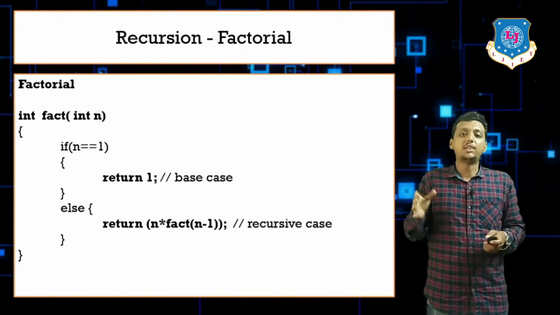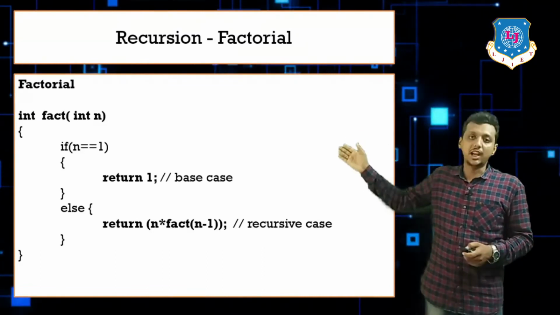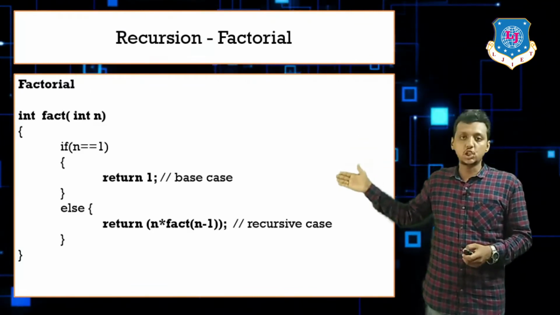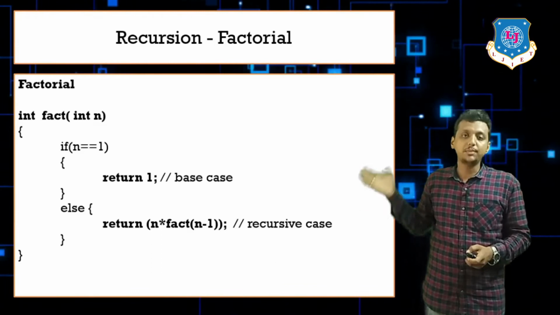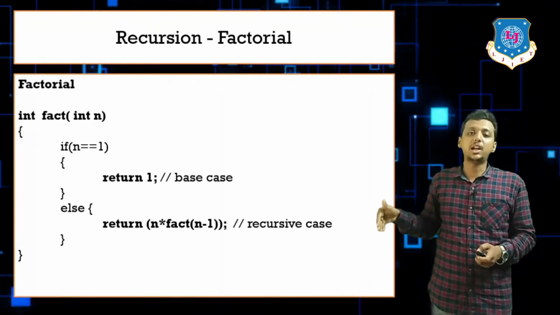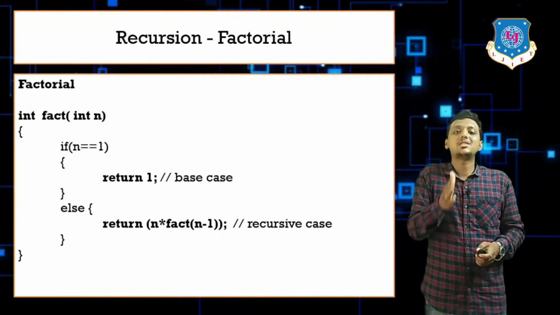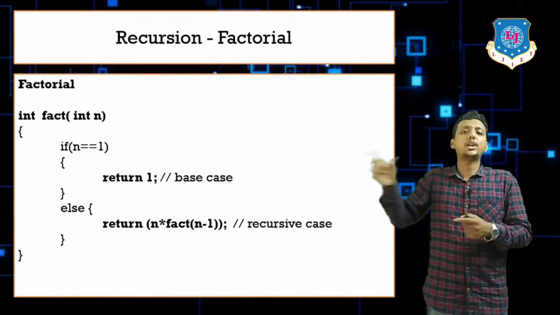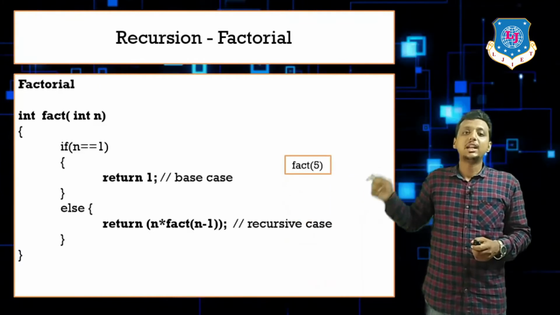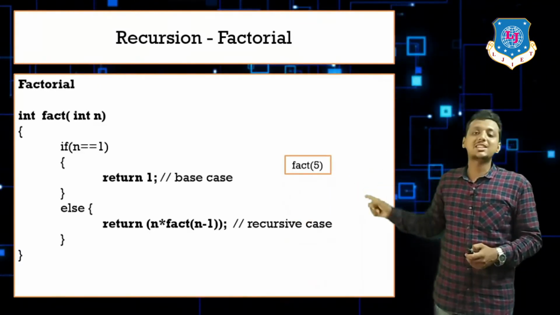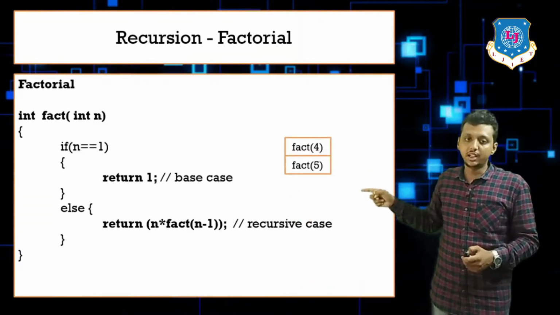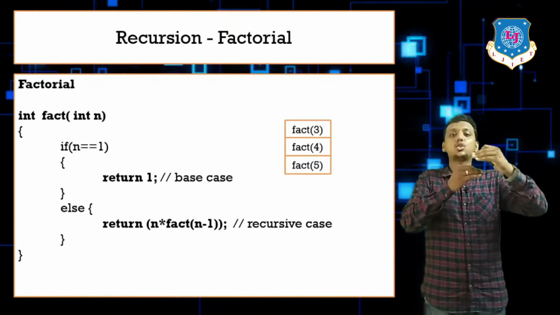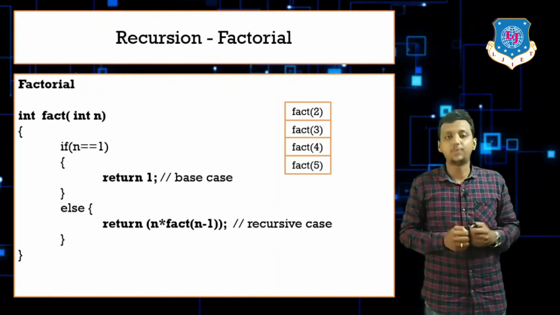If you want to find the factorial of 5, it will go inside fact of 5 and check the condition. 5 is not equal to 1, so it goes into the else part. So it returns 5 into fact of 4. Again, fact of 4 calls itself. So first in the stack we have fact of 5. Then it calls fact of 4, then fact of 3, then fact of 2, then fact of 1.